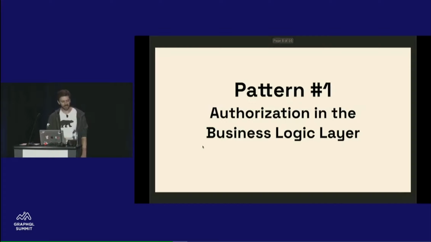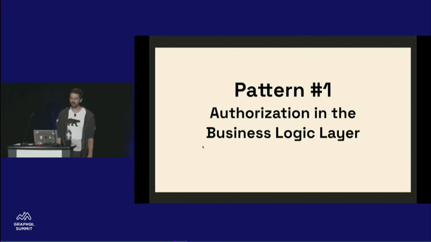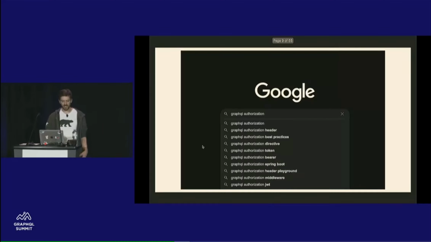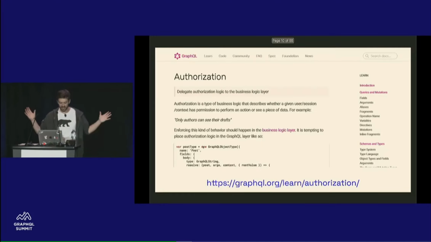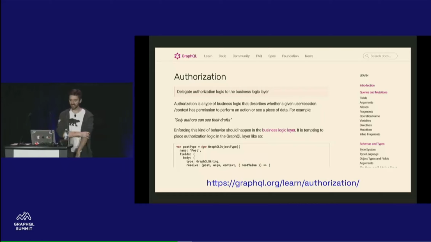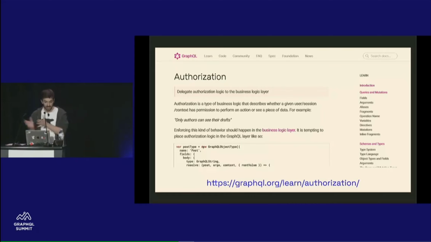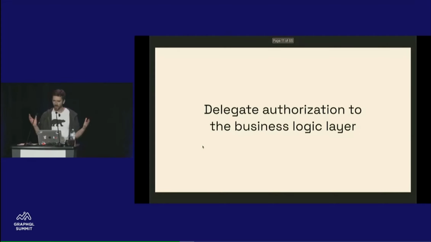Okay, so onto GraphQL. The first pattern I want to talk about is around authorization in the business logic layer. If you're like me and not too familiar with the topic, you're just going to Google it: GraphQL authorization. First result pops up, graphql.org, authorization. That sounds great. You go to this page, and there's a fantastic conceptual overview of how to think about authorization in GraphQL. It's got a nice example and some motivation. Really fantastic document.